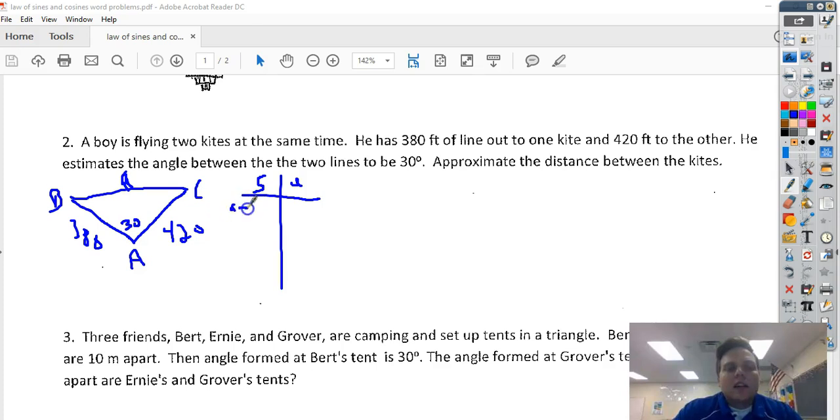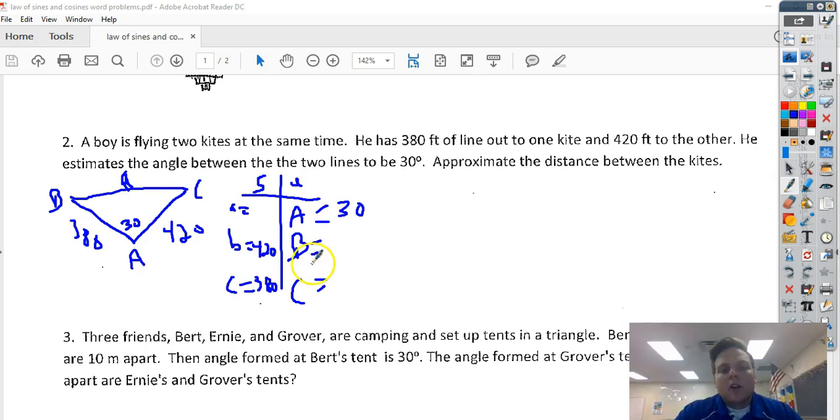So I have little a, little b, little c, capital A, capital B, capital C. Alright, so side little a, I don't know. Side little b is 420. Side little c is 380. Alright, angle A is 30, and then I don't know any of the other angles. I don't really need the degree marker right now. Okay, so when you look at all this, we're always supposed to see if we have a pair of opposites. Nope, nope, and nope. So we do not have a pair of opposites. So instead, that means we probably want to use law of cosines.